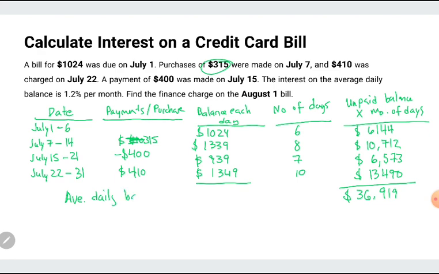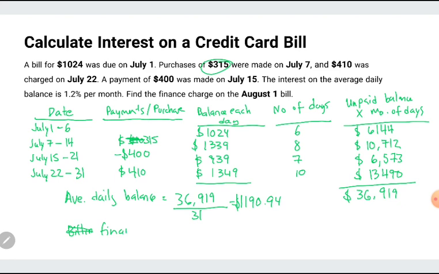I need to divide that actually by the number of days in the billing period. So I made the purchases during the month of July. There are 31 days in July, so my divisor should be 31, 1,190.94. This is my ADB, average daily balance.